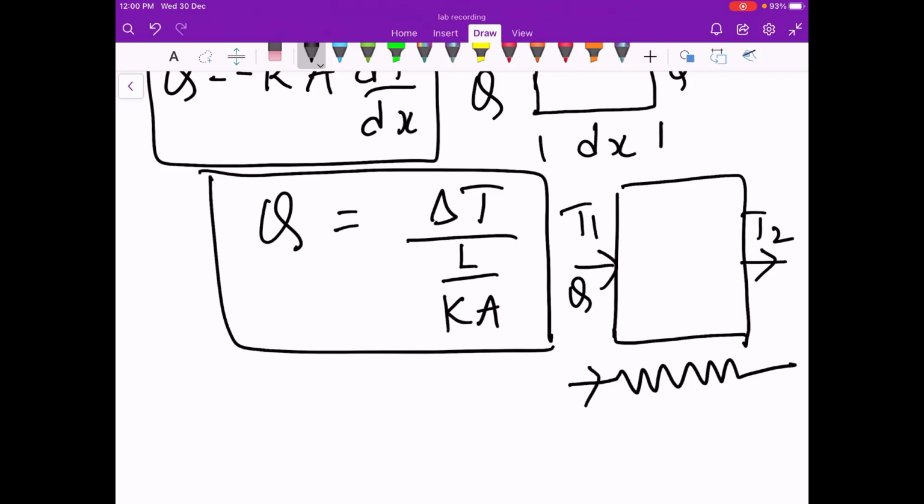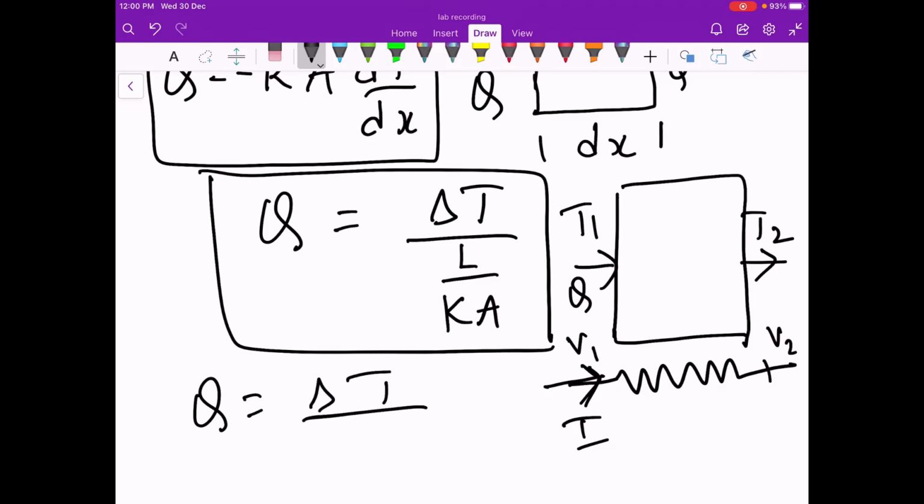That means it is analogous with a current through an electrical circuit, the current through a resistor which is maintained at voltages V2 and V1, and the current that flows through this is I. So basically, this is analogous with the resistor circuit. That means your Q is equal to delta T divided by L by Ka, which is nothing but equal to RTH, that is thermal resistance.